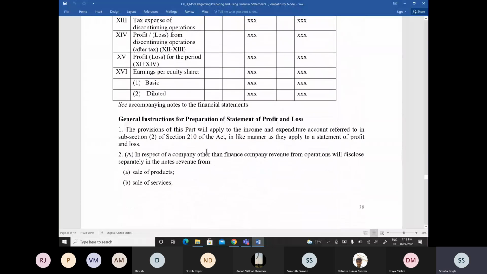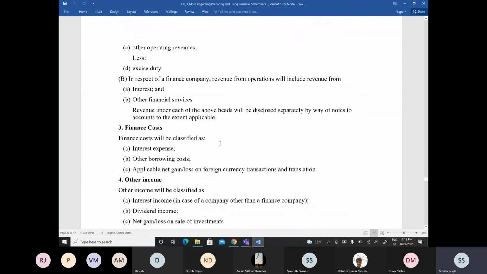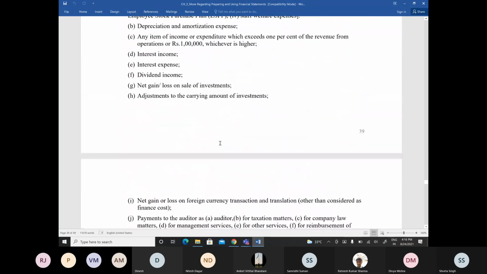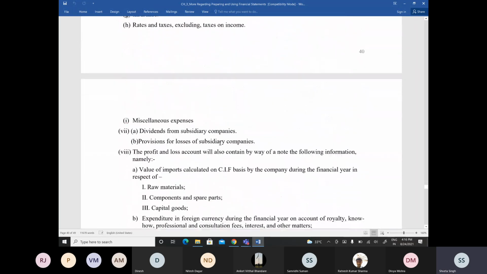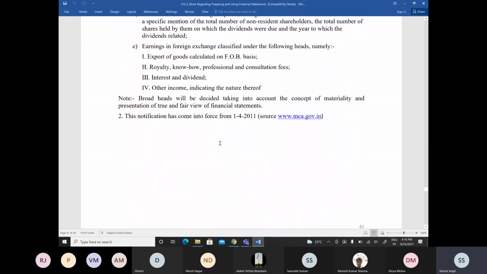And you have general instructions for preparation of statement of P&L account given under subsection 2 of section 210 of the Act. So all the details are given here. What will be in finance cost, what will be in additional information. This is just for your information. I'm not going to ask you to make any P&L or balance sheet in the new format because that is not in the scope of this course.